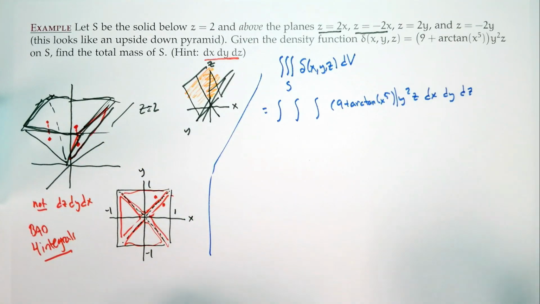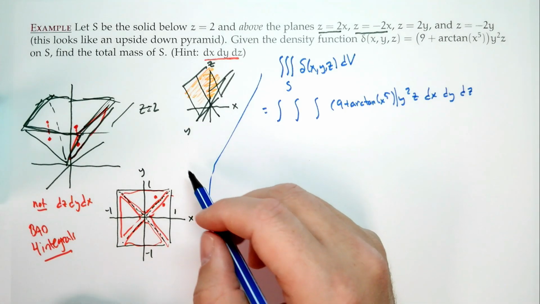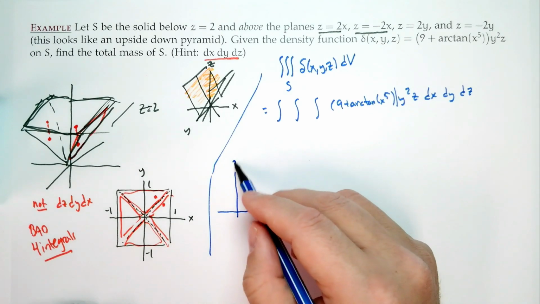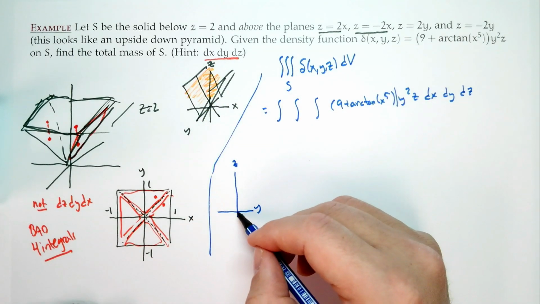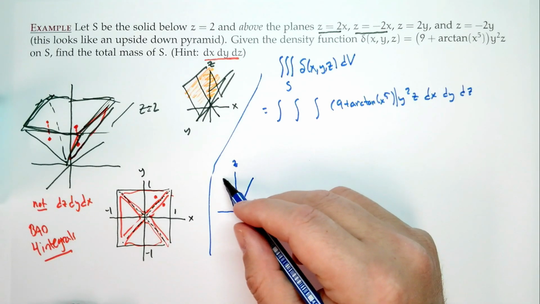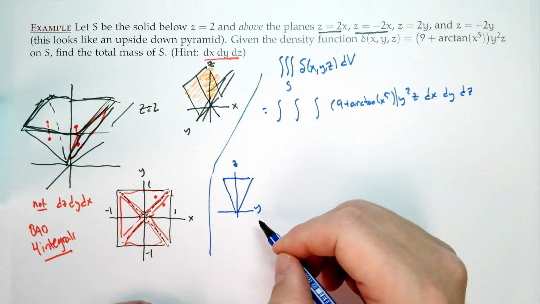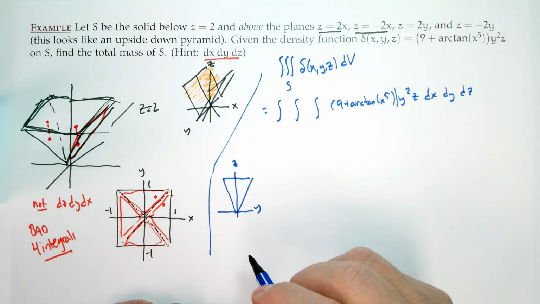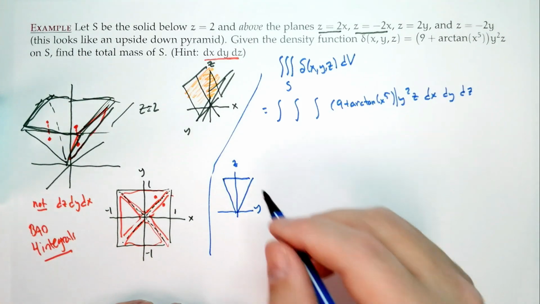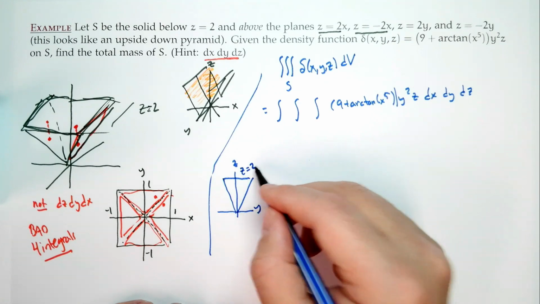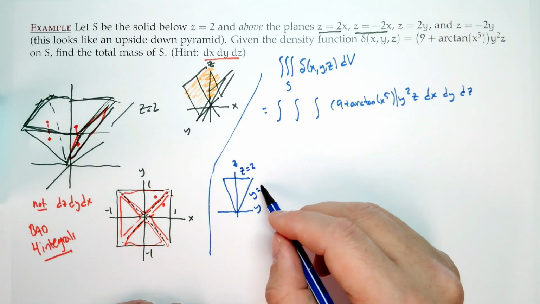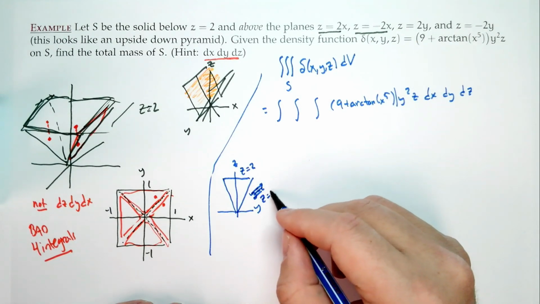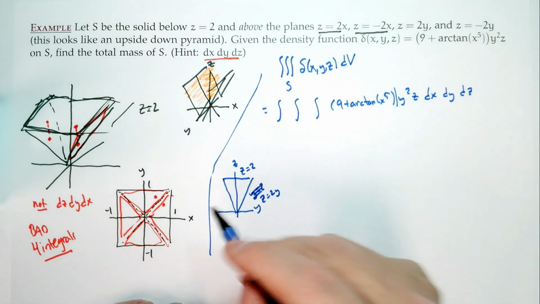So we should look down the x-axis, and when we look down the x-axis, we're looking in the yz plane. So what do we see? What we see in the yz plane is very similar to what we saw in the xz plane. We see this sort of upward shape, and that's our shape as we look down in the yz plane. Now, what do we know? This top line right here is z equals 2. This side is z equals 2y, and this other side is z equals minus 2y.